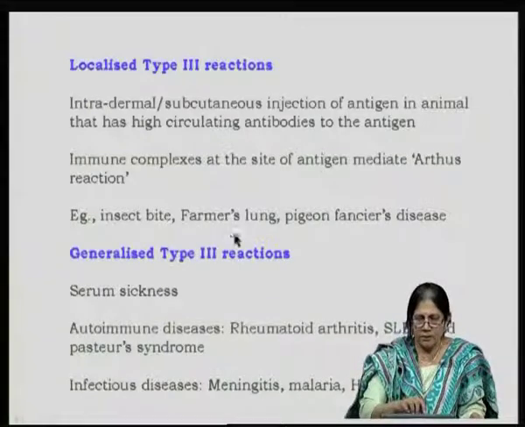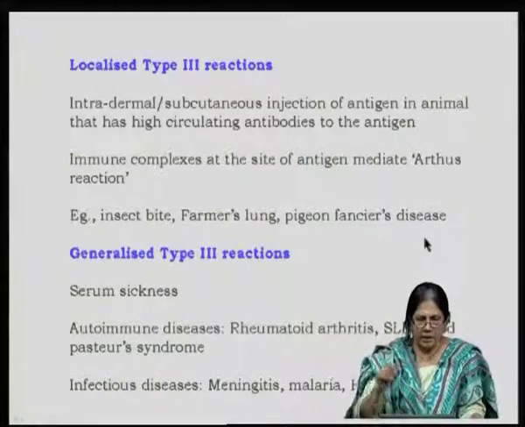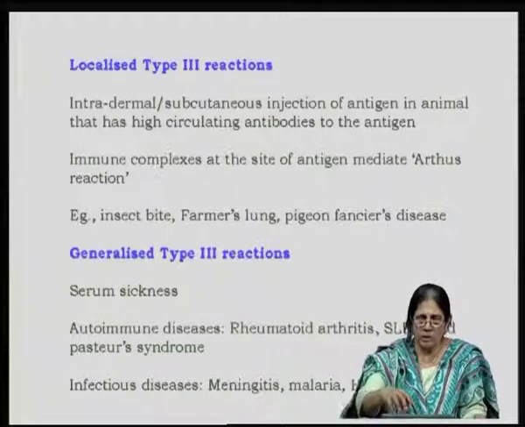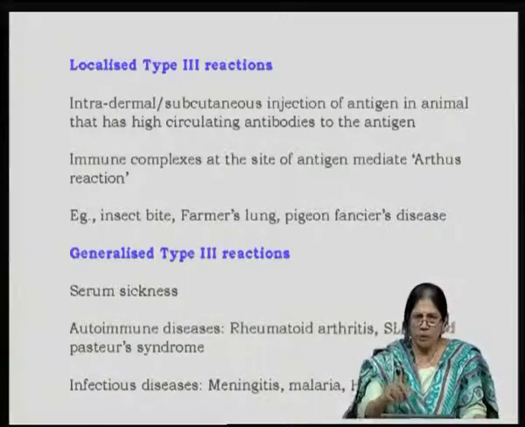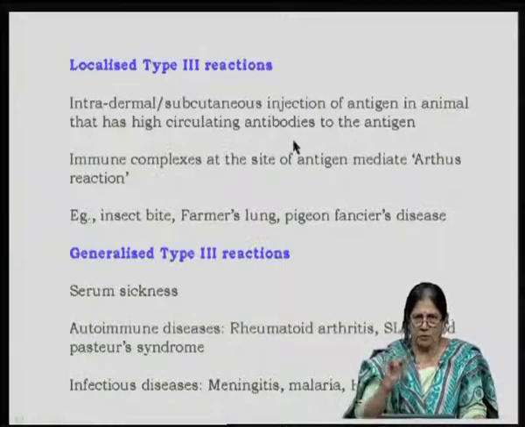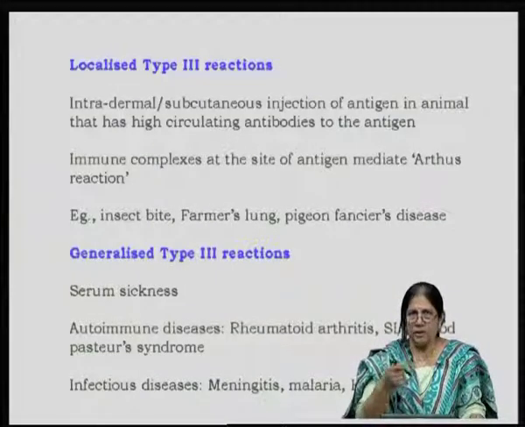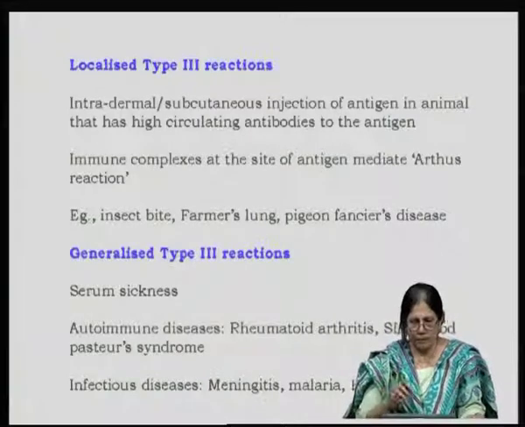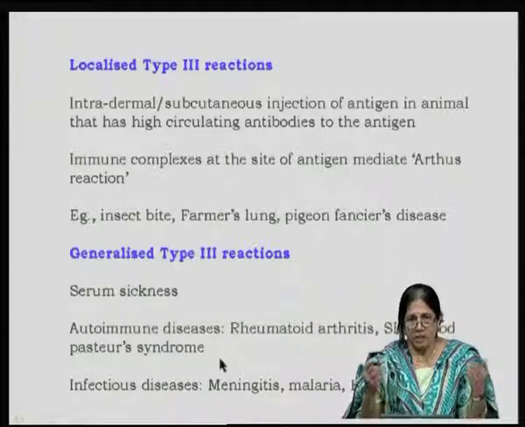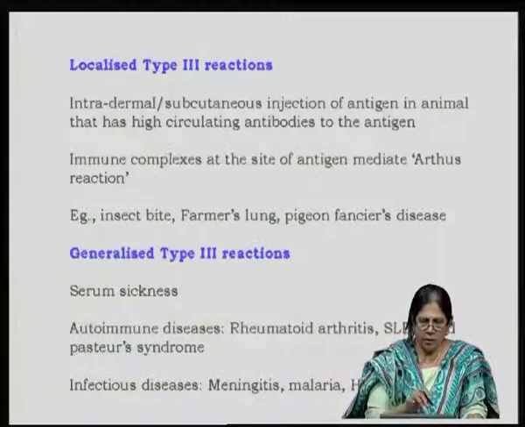The other examples are farmer's lung and pigeon fancier's disease. We'll come to that a little later. Now, there can also be a generalized type 3 reaction. In the localized type, the antigen is on a particular patch of skin, where, let us say, an insect has bitten, or in the case of farmer's lung, the antigen has gone and deposited in the alveoli. Generalized type reactions, on the other hand, are an example where there is a systemic disease. So, more than one particular site is involved, let us say serum sickness.